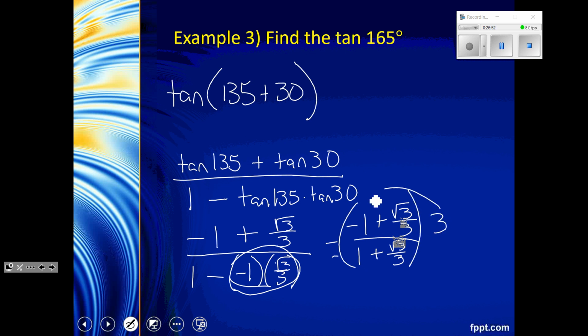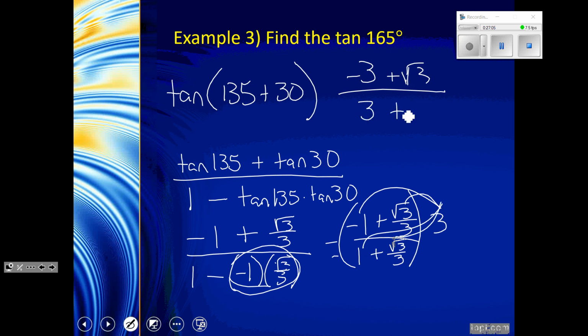So this is going to create what? -3 plus square root of 3 divided by 3 plus square root of 3. Okay? Now we're going to multiply by a conjugate.